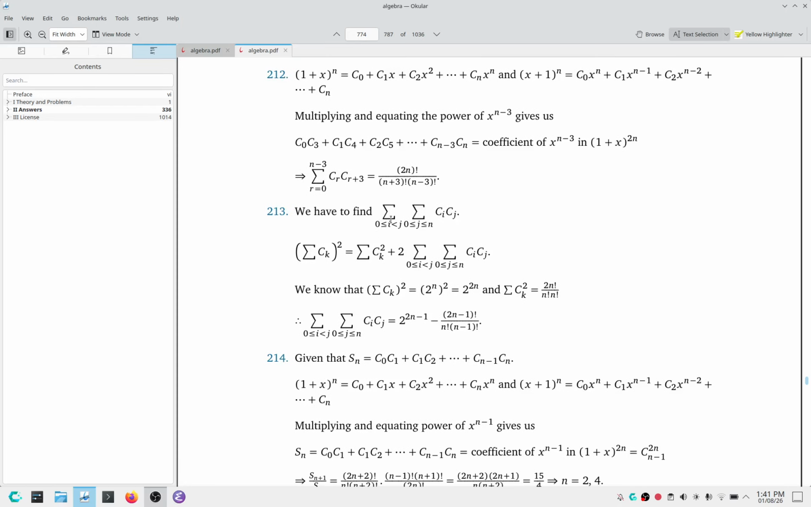So we have to find sigma 0 less than or equal to i less than j times sigma 0 less than or equal to j less than or equal to n of Ci Cj. Now this we know is equal to sigma Ck square minus 2 times sigma Ci Cj. This comes from the fact that a plus b plus c whole square is equal to a square plus b square plus c square minus 2ab minus 2bc minus 2ca.